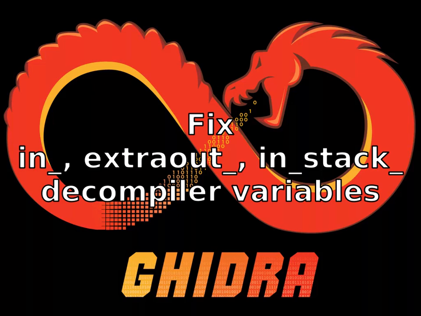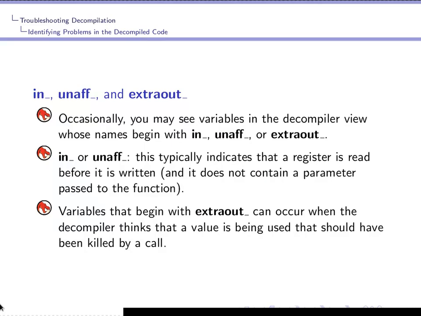In this video, we're going to investigate why Ghidra's decompiler sometimes displays variable names as in register name, unf register name, or extra out register name. And we look into how you can fix that. Ghidra's decompiler names these variables like that because the variables are based on registers.